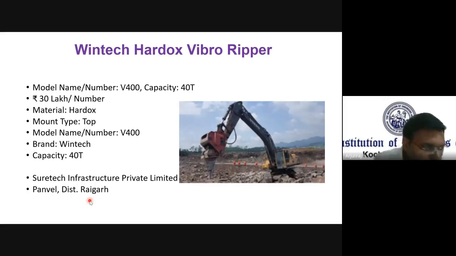You have Wintech Hardox vibro ripper. This is the one which is going to have a capacity of 40 ton, and the cost is going to be 30 lakh per number, and the material is going to be Hardox, and you have the mount type which is on the top. It is mounted on the top basically. You see, this is a ripper where you are going to do the ripping activities, and the capacity is going to be 40 ton, and the manufacturer is Shootek Infrastructure Private Limited, which is located in Raigar.